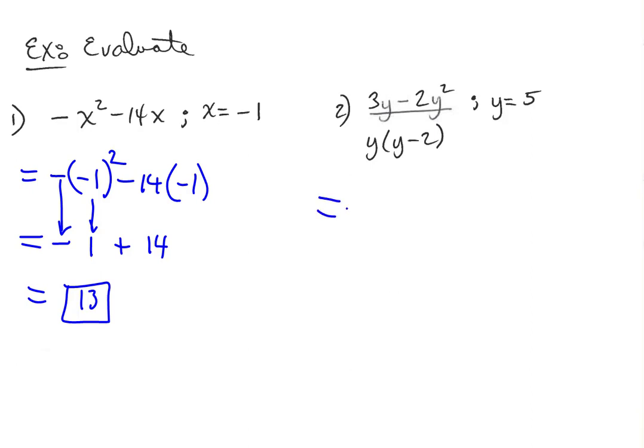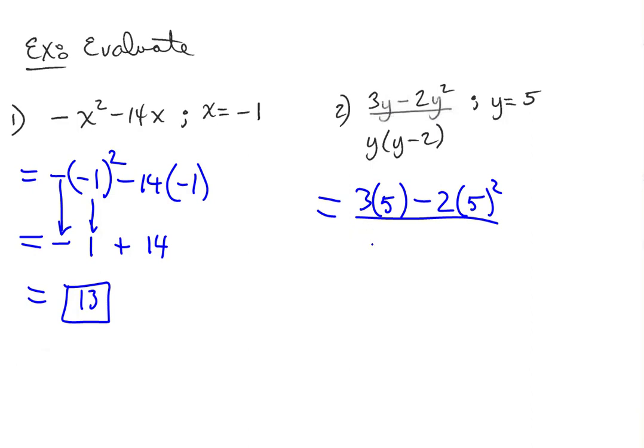So as we've been doing, we want to use parentheses here to be super careful. In the numerator of our expression, I had a 3y. I'm going to write that as 3 blank, and in the blank, I'm going to put a 5. That's what we're plugging in for y. Then continuing on, we have minus 2y squared. I'm going to make that a 2 blank squared, and then in the blank, plug in a 5.